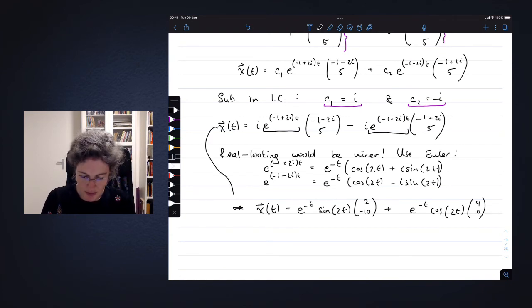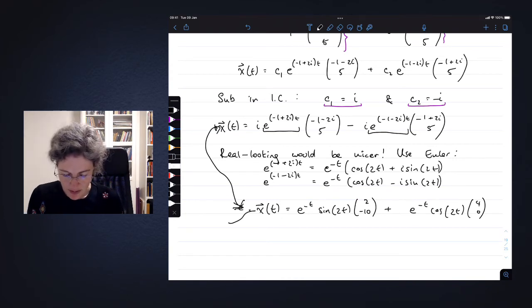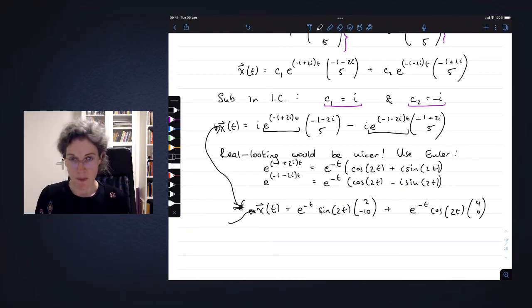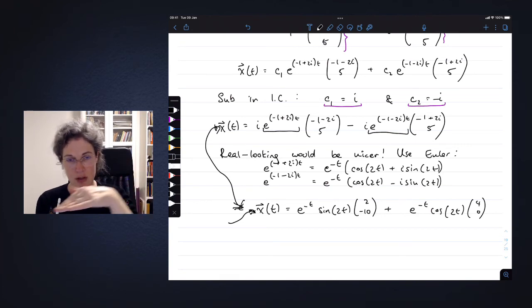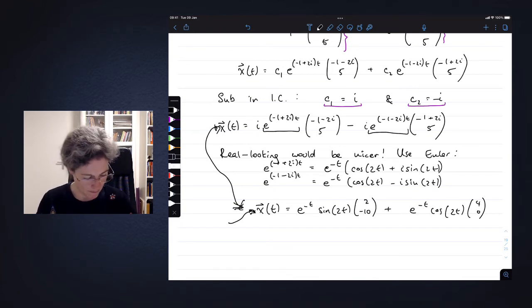So these x's are equivalent, but this is going to be something that's much easier to see what it looks like. So you can see straight away here that this is the kind of solution that we would expect for the sorts of differential equations we've been looking at. So we've got a decaying exponential with an oscillating component for both of our solutions. So a lot easier to see.